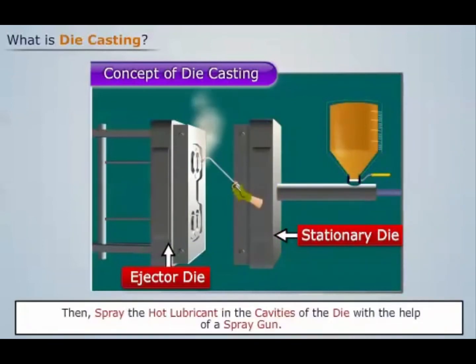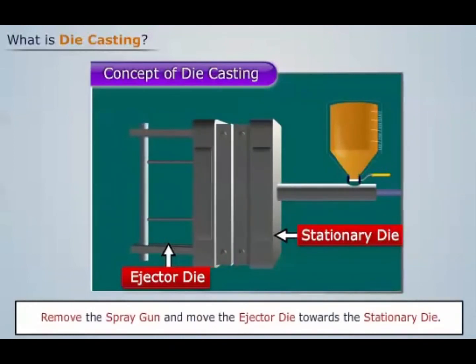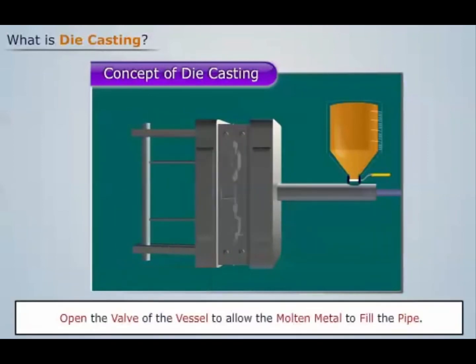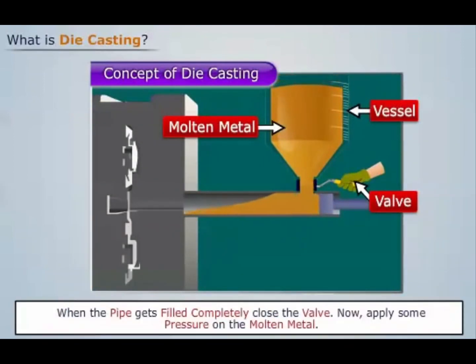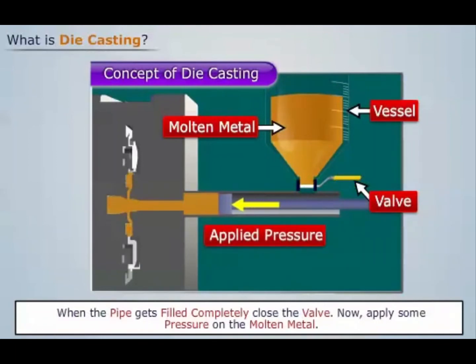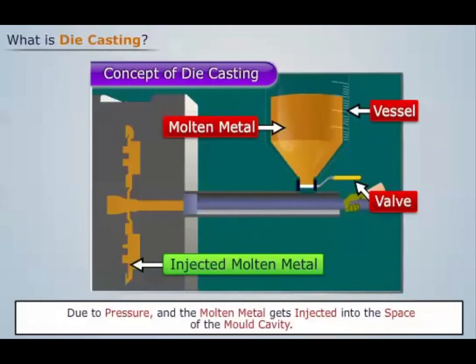Then spray the hot lubricant in the cavities of the die with the help of a spray gun. Now remove the spray gun and move the ejector die towards the stationary die. Then open the valve of the vessel to allow the molten metal to fill the pipe. When the pipe gets filled completely, close the valve. Now apply some pressure on the molten metal. Due to pressure, the molten metal gets injected into the space of the mold cavity formed between the dies.